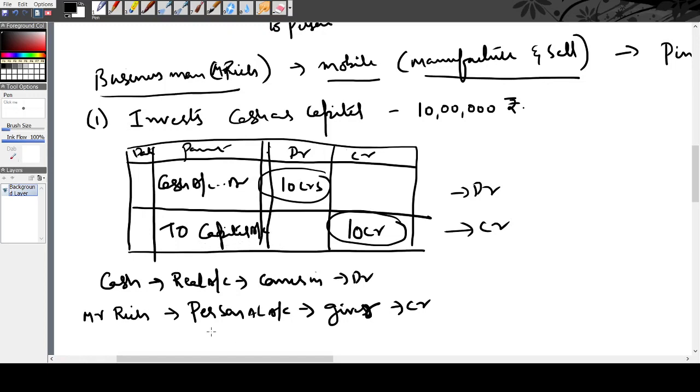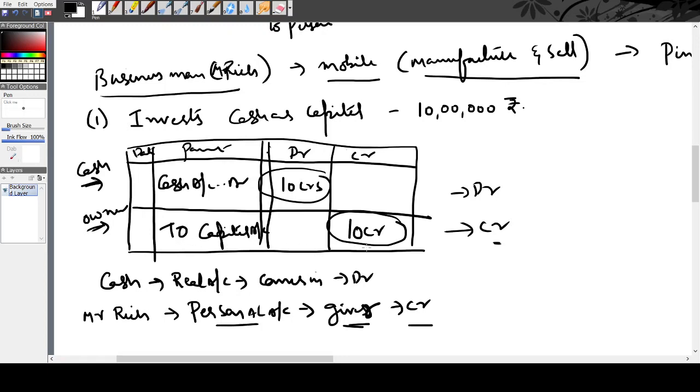So what have I done here? I have recorded two aspects of the transaction. Cash aspect, which was coming in. The owner has pumped in capital into the business, and by crediting him, we are recording him in the books as a giver. That means he is a person to whom the business owes money. So this is how we record the journal entry in the journal. We debit cash account with 10 crores, and to capital 10 crores.